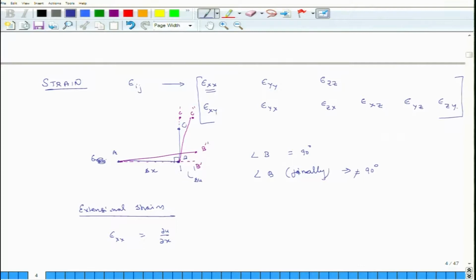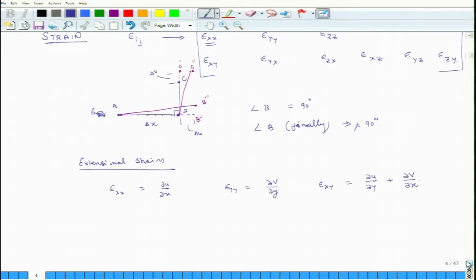This is the definition. And similarly, epsilon yy, if this distance is delta u, then it is not delta u, it is delta v, sorry, displacement, then it is partial derivative of v with respect to y, and the change in angle away from 90 degrees, epsilon xy, if you analyze this picture carefully, will be nothing but del u over del y plus del v over del x.